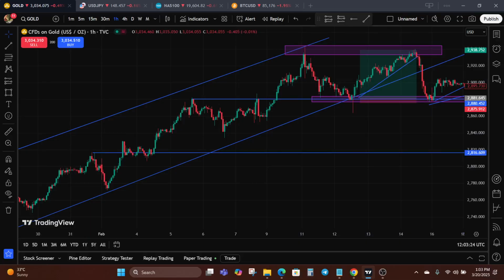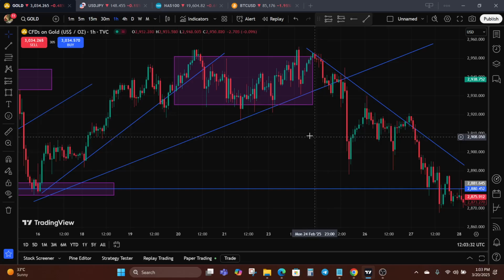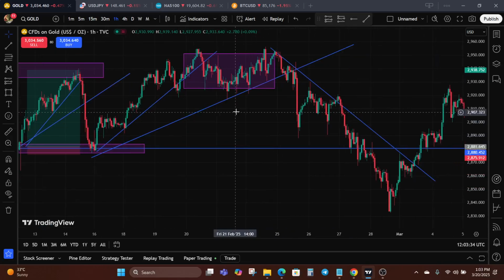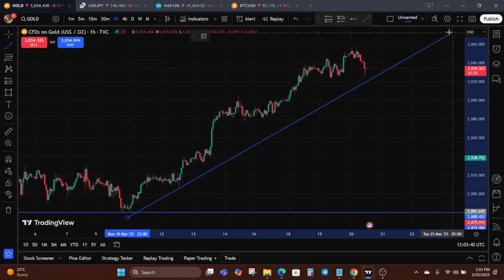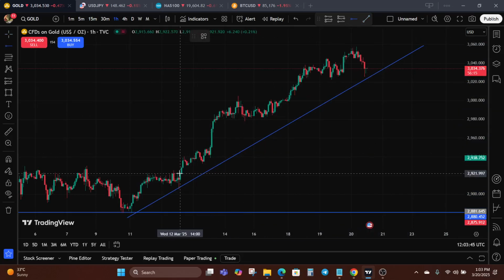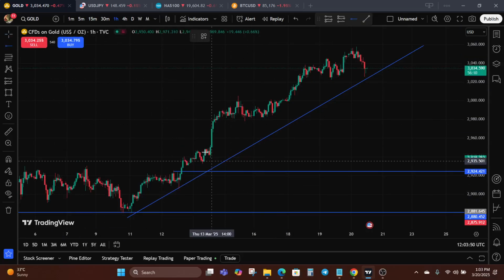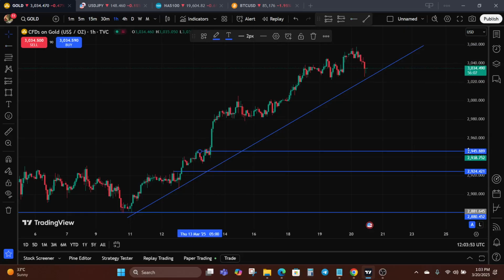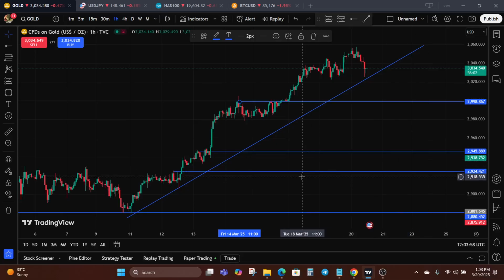So now let us apply this strategy. Let's just give a hypothetical example. The first step is to identify an uptrend with a clear break of structure. Now, guess what? We have an uptrend here, and then we have a break of structure. You can see we had a break of structure here, another break of structure here, and a break of structure here again. So basically, you identify the uptrend with a clear break of structure.